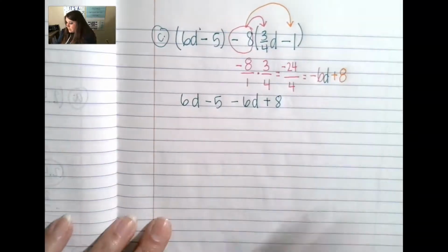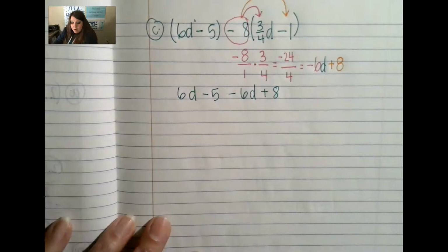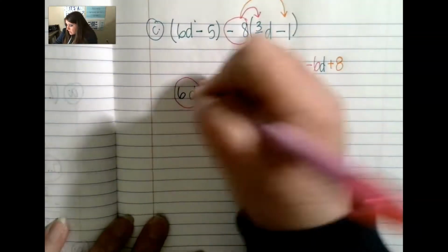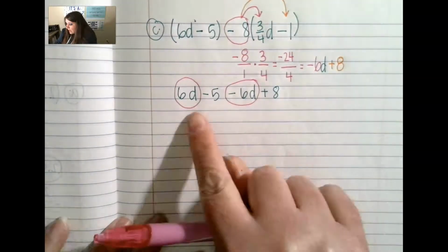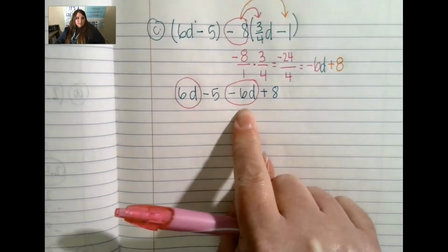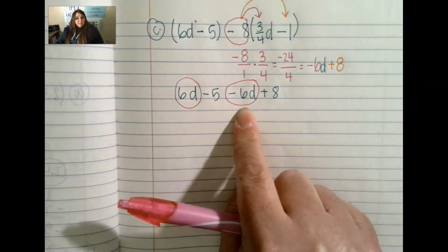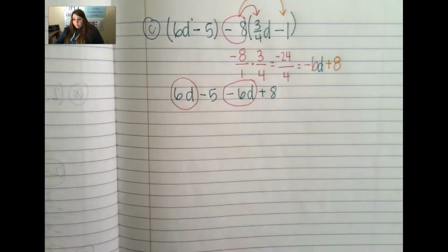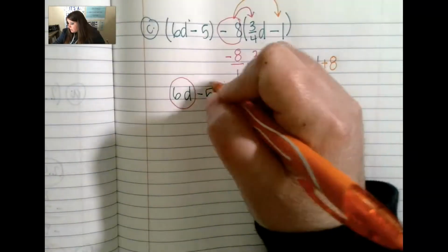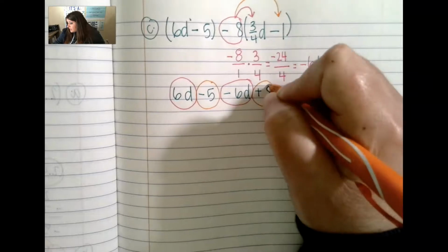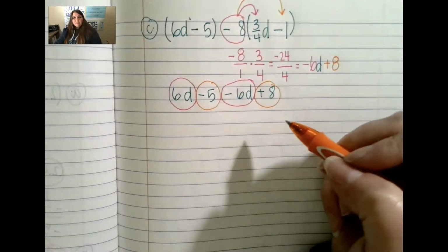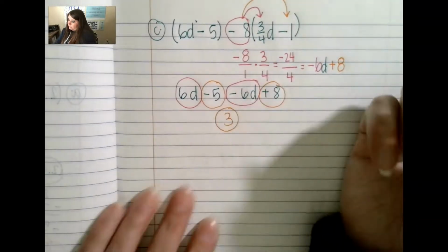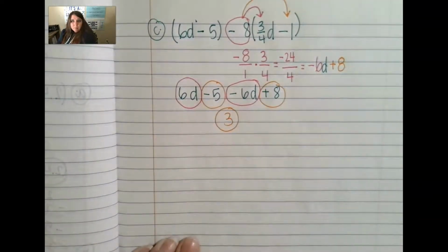All right. So now we're going to combine the things that are the same. Let's start with our D's. Here's a D, and here's a D. So if I had 6 D's and I removed 6 D's, I no longer have any D's left, right? So 6 minus 6 is 0. So that leaves me with negative 5 and 8. I have negative 5. I add 8 to it. That means I have a positive 3.